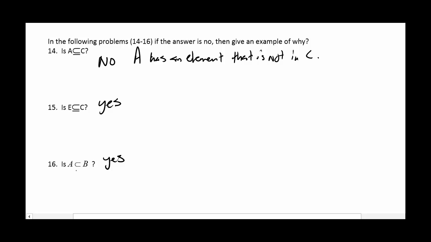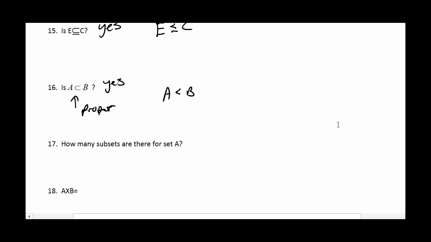Again, that symbol right there means proper subset. Kind of like a less than or equal to. A is less than B, whereas up here we had E is less than or equal to C. Sort of another way to think about this is that it's less than or equal to it, but with a proper subset, we know for a fact that B is bigger than A. How many subsets are there for A?